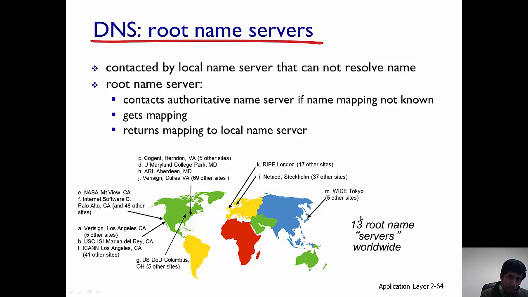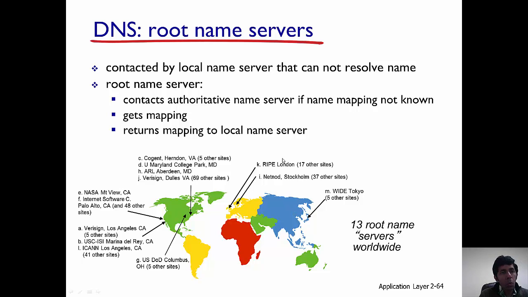Okay, so as I mentioned previously, there is not a single root name server. There are multiple root name servers. In fact, there are 13 root name servers worldwide. There are a few located in North America, a few in Europe, and a few in Asia. So they are located all over the world.